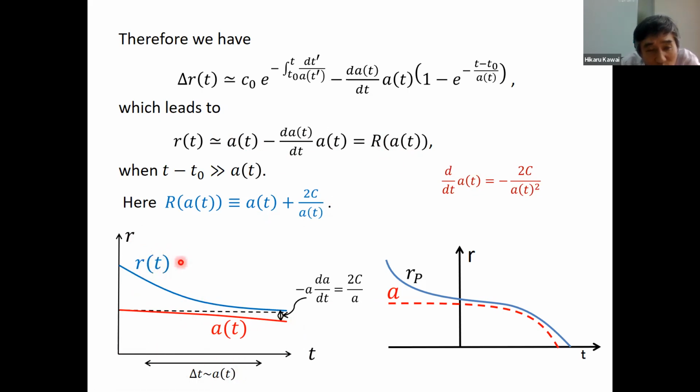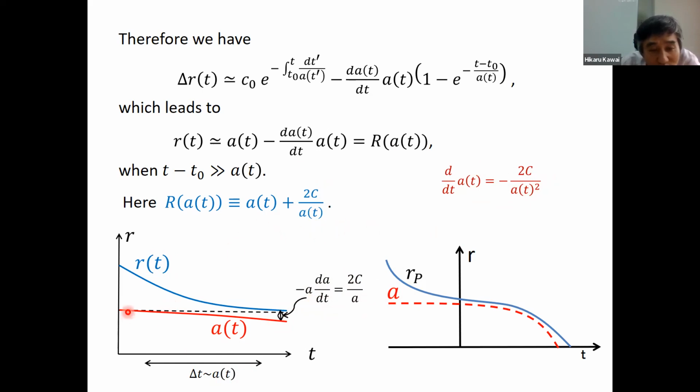So R(t) gets close to A(t) in time scale of A, but because A(t) shrinks, A shrinks by this quantity, minus A times dA/dt. But dA/dt is given by this one. So this is multiplied by minus A, and we have 2c over A. So this is a 2c over A here. So I think it's easy to understand what is going on.